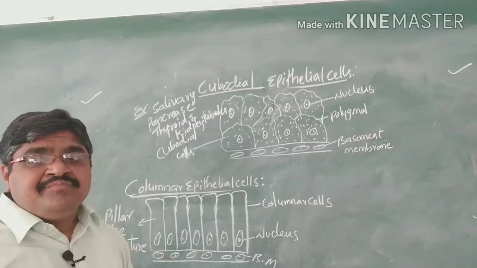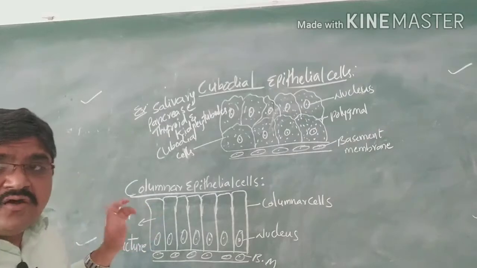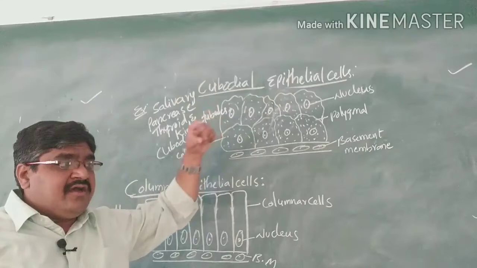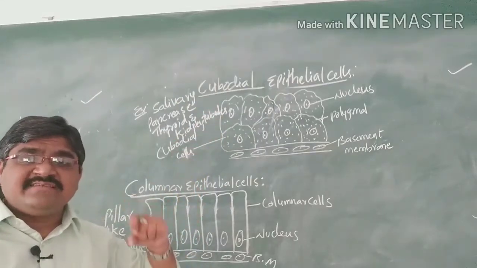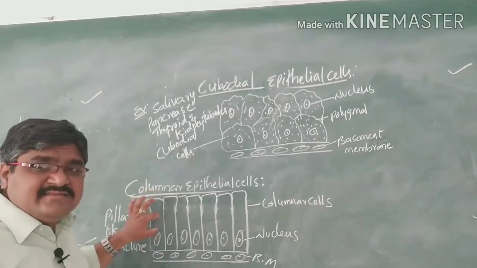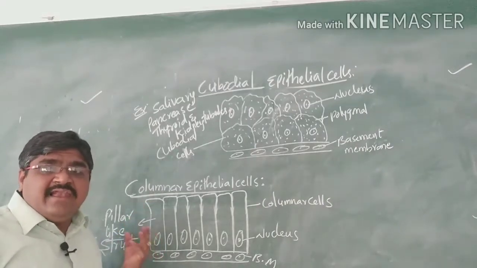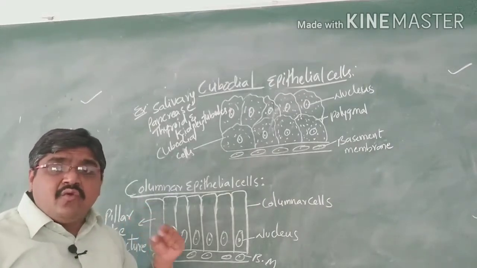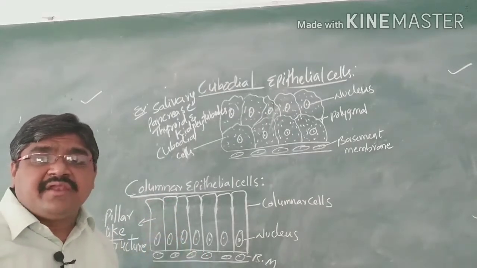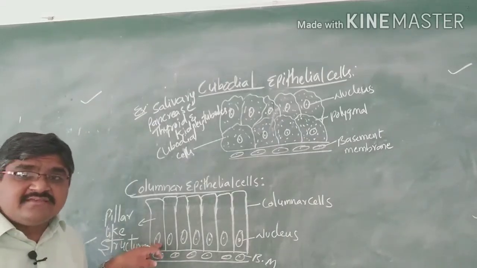These are appearing where the nucleus is oval in shape. The nucleus is not round. In squamous and cuboidal cells, a round nucleus is present, centrally placed. But in columnar epithelial cells, the nucleus is oval in shape and very close to the basement membrane. Here we see in this picture, the nucleus is very close to the basement membrane.